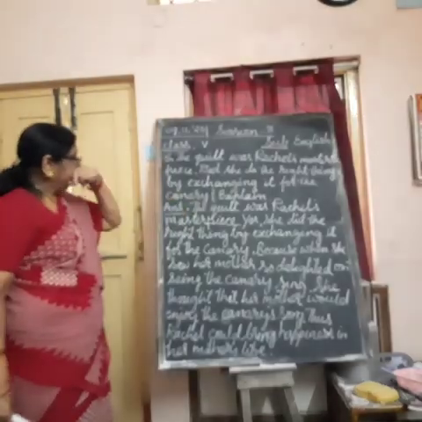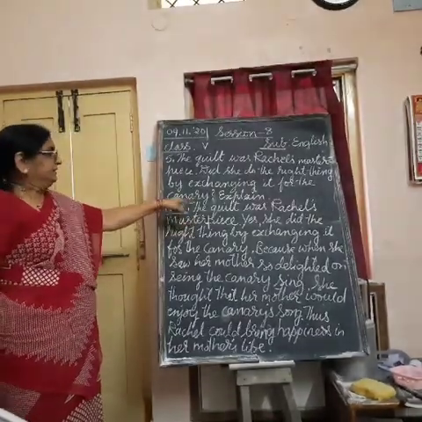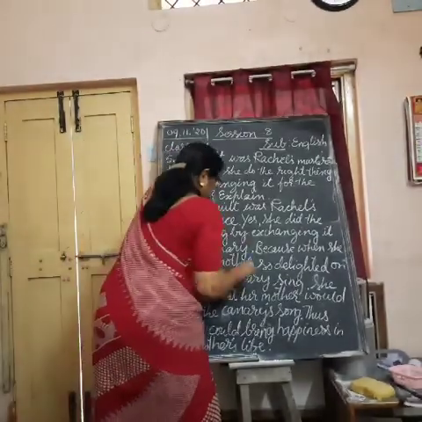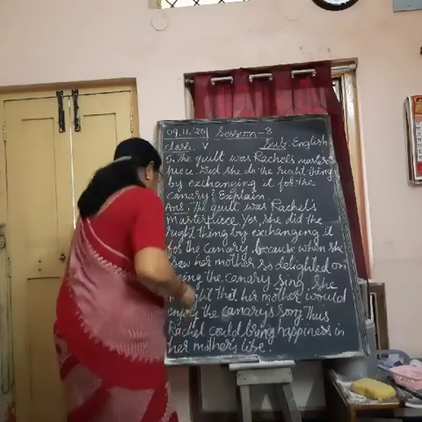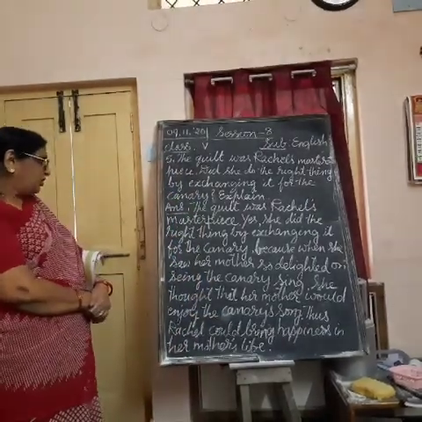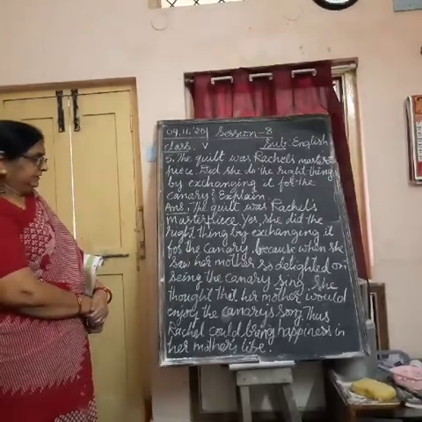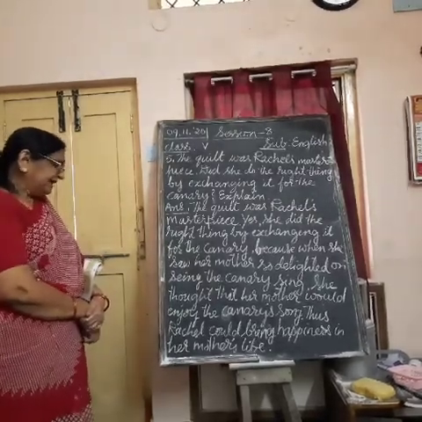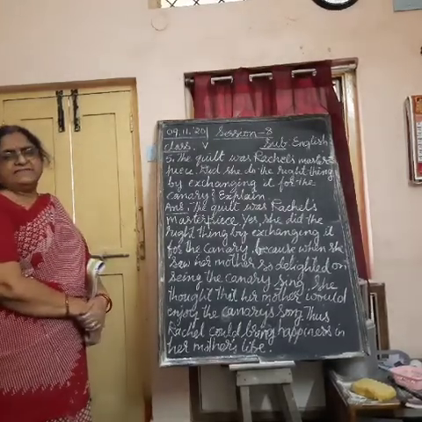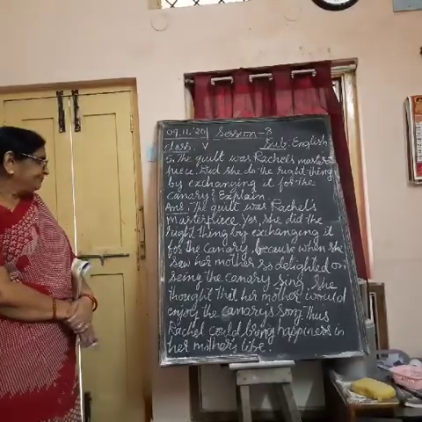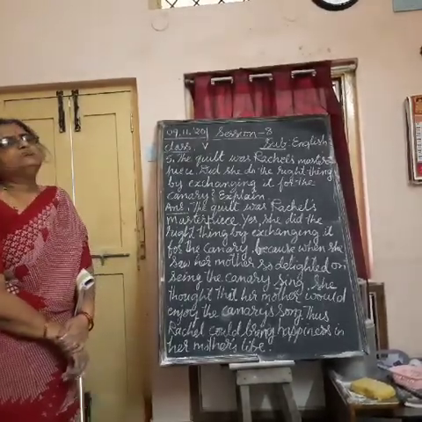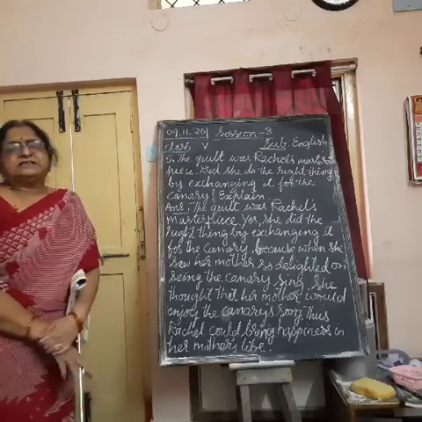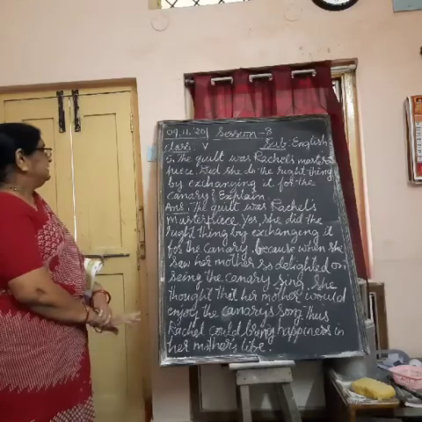So, the quilt was Rachel's masterpiece, so important for her. Yes, she did the right thing by exchanging it for the canary, because when she saw her mother so delighted on seeing the canary sing, she thought that her mother would enjoy the canary's song. Thus, Rachel could bring happiness in her mother's life. That's why she could buy the canary by exchanging the quilt. Okay, so she felt that her mother's happiness is more important than her quilt.